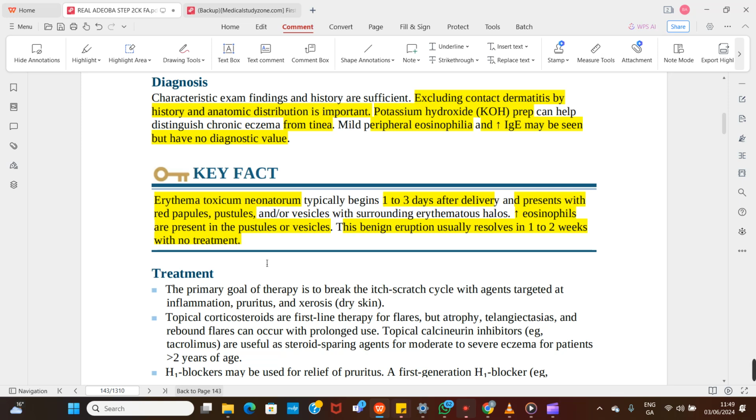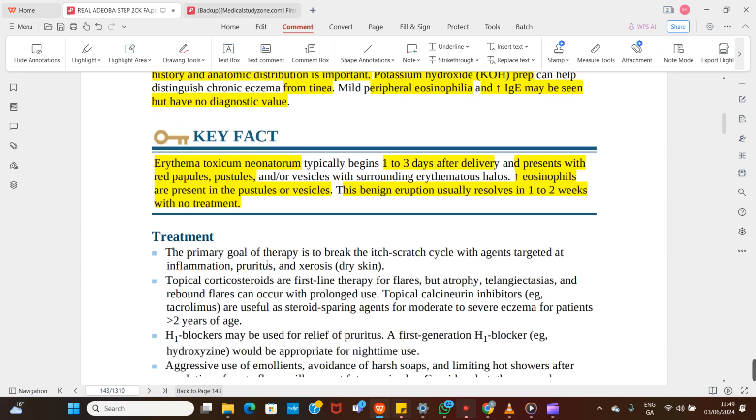And what are you looking out for? Erythematous pustules and papules within the trunk and the proximal extremities. Very easy stuff. Very, very easy stuff.